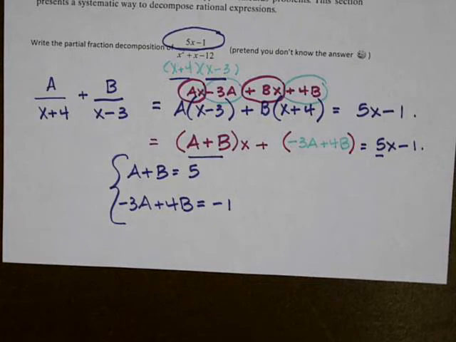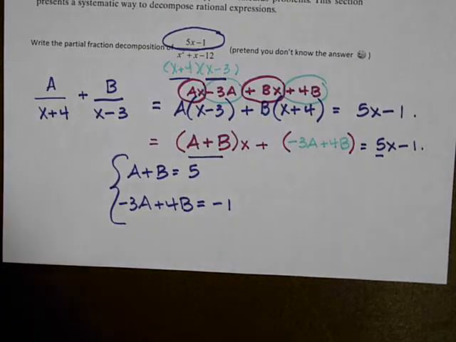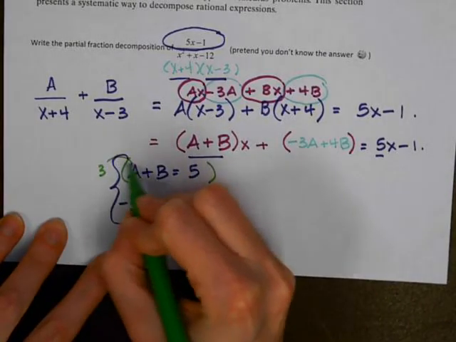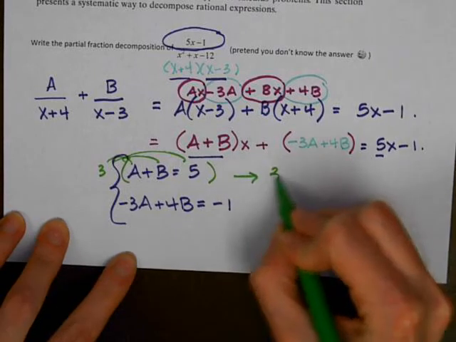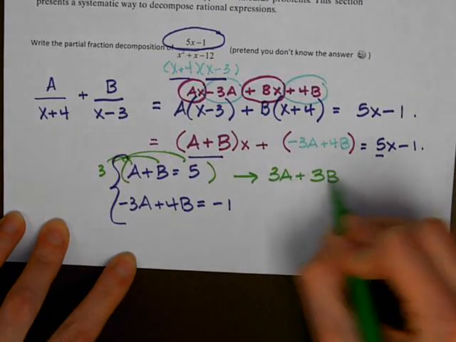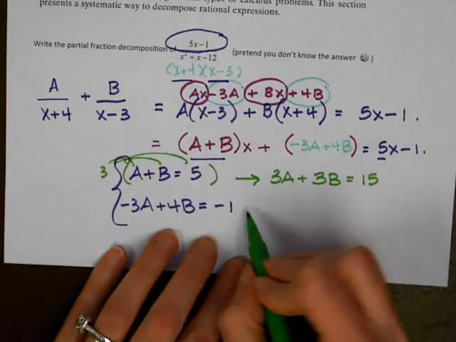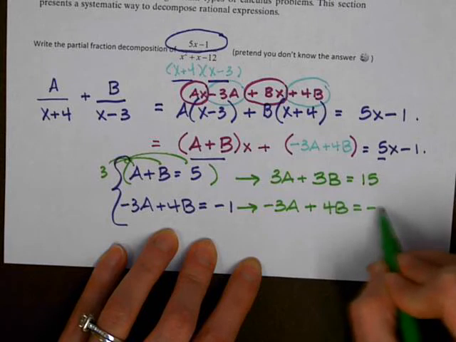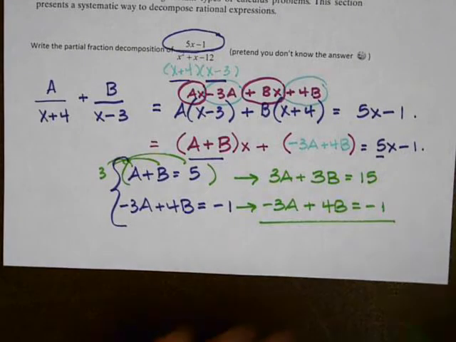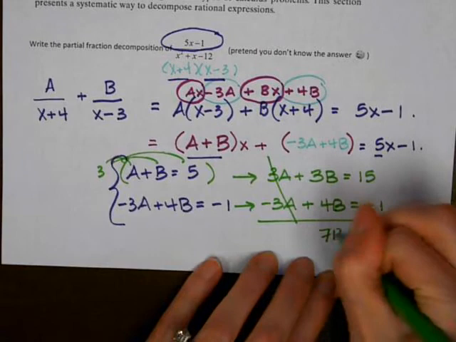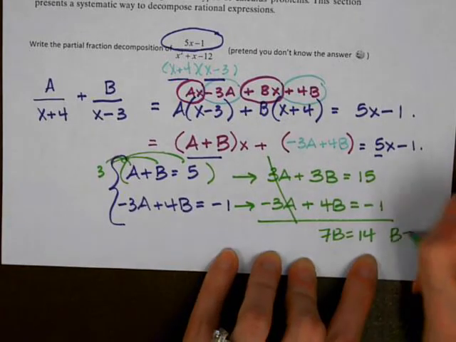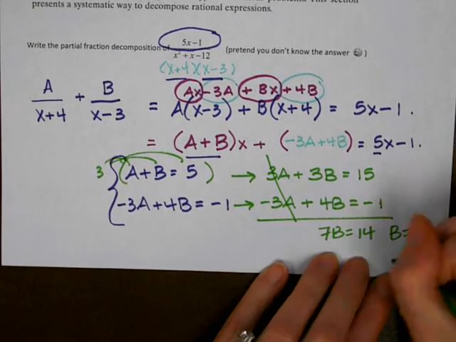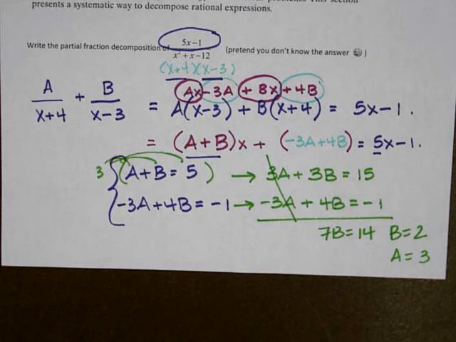So you could do elimination, substitution, whatever you want to do. I'm going to do elimination by multiplying everything by 3. So this is going to be 3a plus 3b equals 15. And then this one's just going to stay the same. Negative 3a plus 4b equals negative 1. And then if you add going down and solve the system, you get 7b equals 14, so b equals 2. And then by subbing that back in, you obviously get a equals 3.